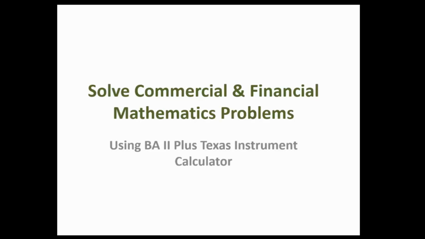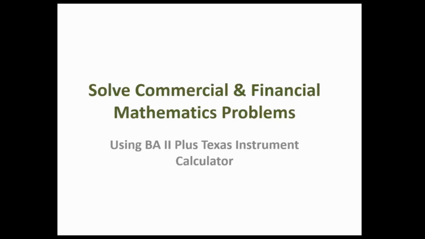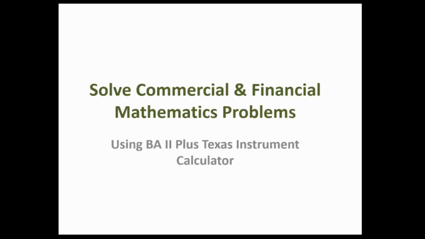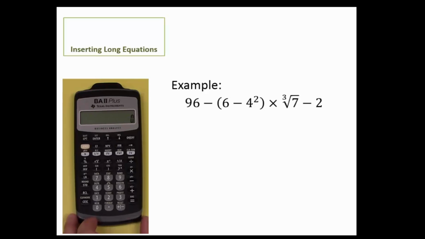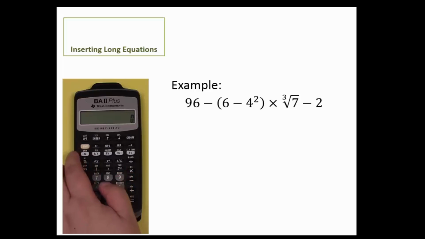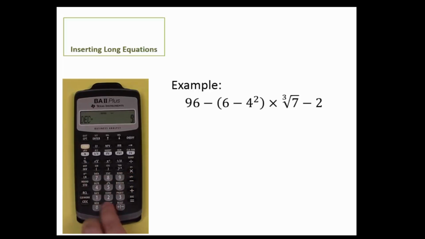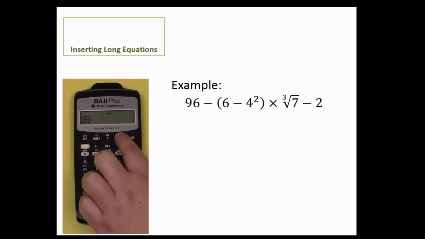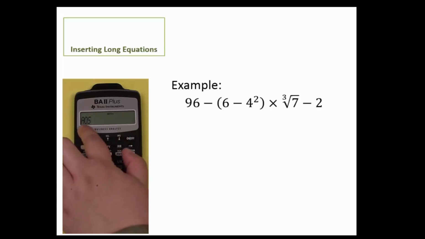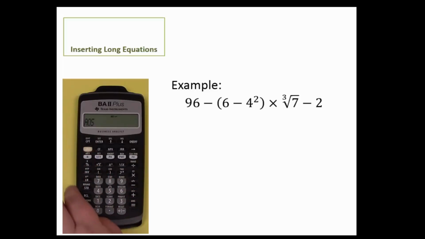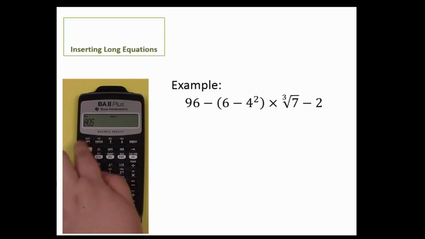This video will demonstrate how to solve commercial and financial math problems using the BA II Plus Texas Instruments calculator. First, we will explore how to insert long equations, using the example 96 minus 6 minus 4 squared times the cube root of 7 minus 2. Press second, format, down, down, down. Then change to AOS. Then press second, quit.